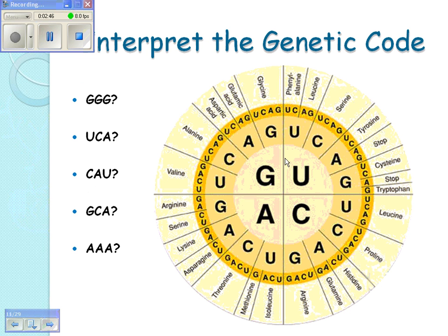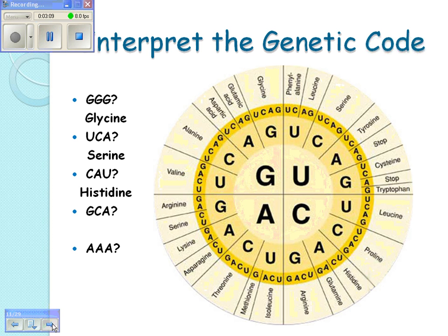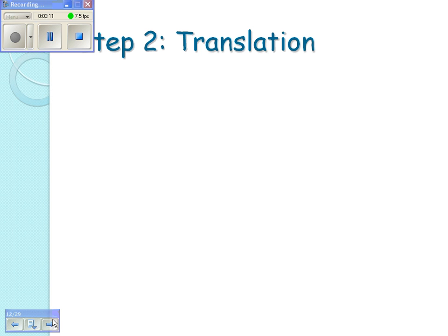Okay, so here's the circle chart. You read it the same way. In here, this inner circle, the big ones, that's going to be your first letter in your codon. The next one's going to be your second letter, and this one's going to be the third letter. So if you wanted to look up GUA, that would be valine. All right, so this is just asking you to translate these codons. You can do that by yourself. I'm just going to flip through those really quickly.